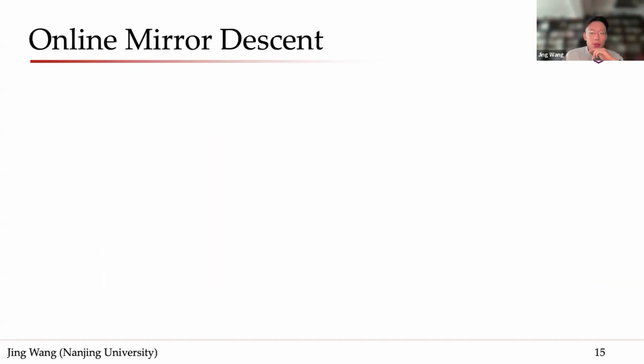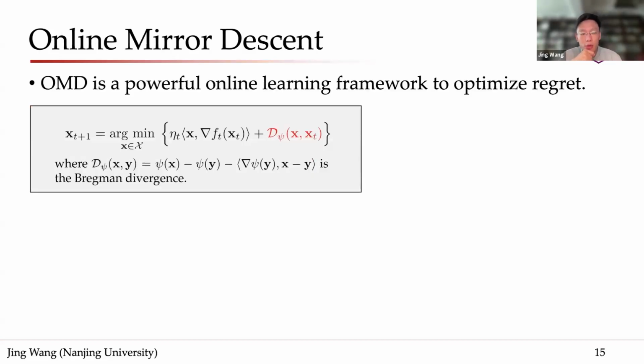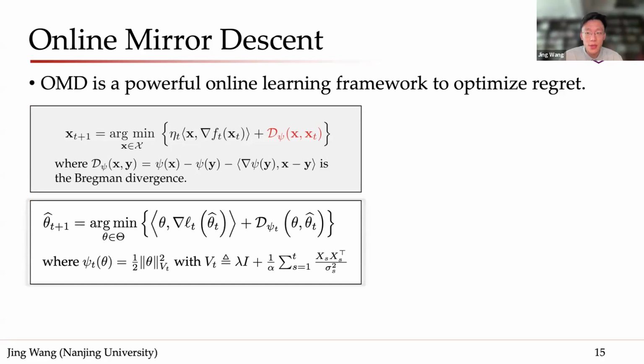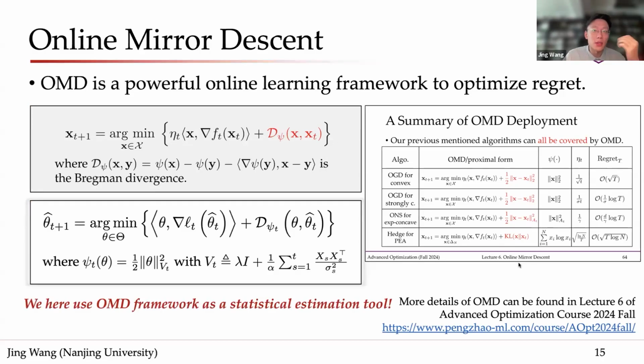Our approach is based on the framework of online mirror descent. Online mirror descent is a very general and powerful framework in online learning. At each time step, it updates the decision by minimizing a linearized loss plus a regularization term, which is measured by the Bregman divergence. This structure makes it extremely flexible, and many well-known online algorithms such as online gradient descent, online Newton step, and even Hedge can be viewed as special cases of OMD. But note that in the online learning setting, OMD is used as an algorithm for regret minimization, while here we are trying to use OMD for parameter estimation.